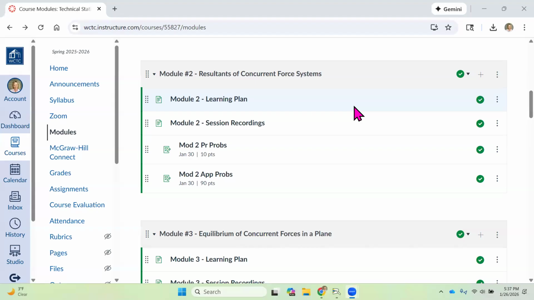Okay, we're going to get started on Module 2 this evening. Module 2, we're going to be spending this week too, so 2 full sessions, and we're going to be looking at resultants of concurrent force systems. Okay, resultants of concurrent force systems.